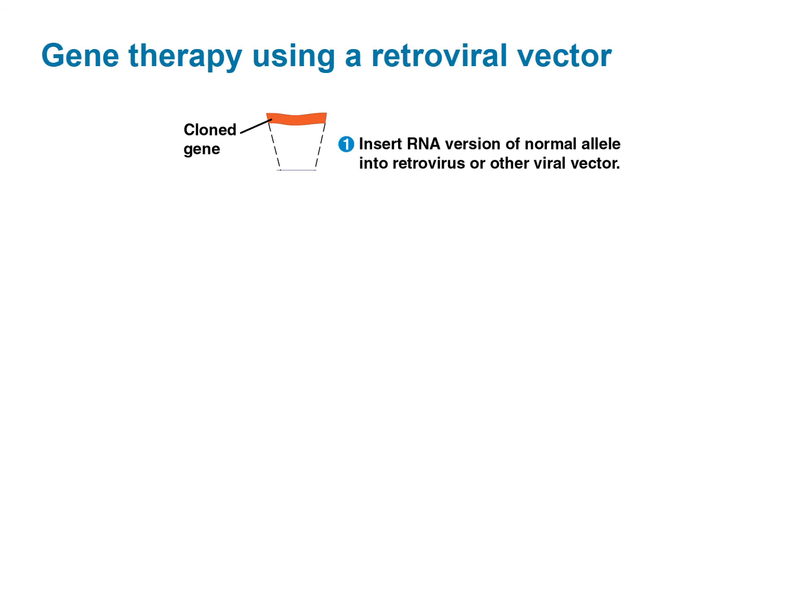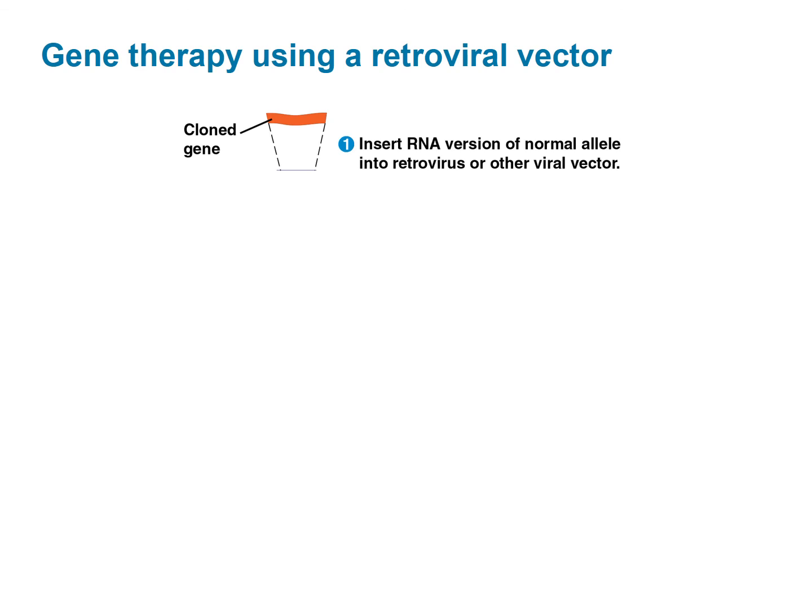So let's say you want to insert the RNA of a gene that has a normal allele into a retrovirus or another vector. Now, remember, viruses infect cells. So you want to infect the cells with something that's beneficial to those cells. That's the purpose of that, in order to insert the DNA that's needed. Basically you're infecting the cell, but in a positive way.